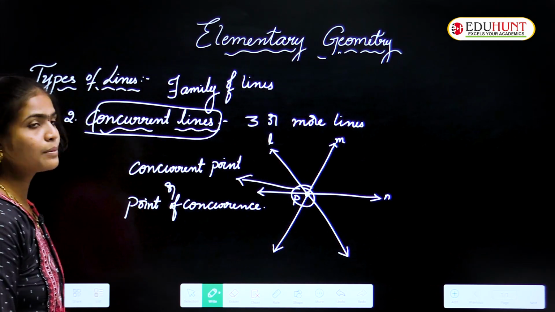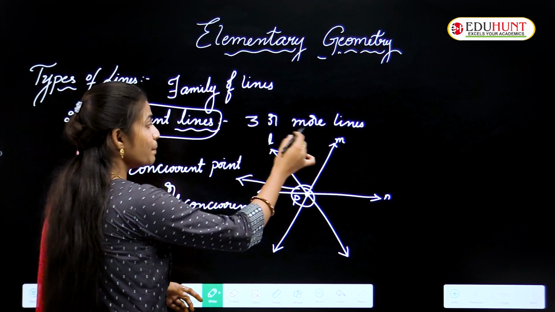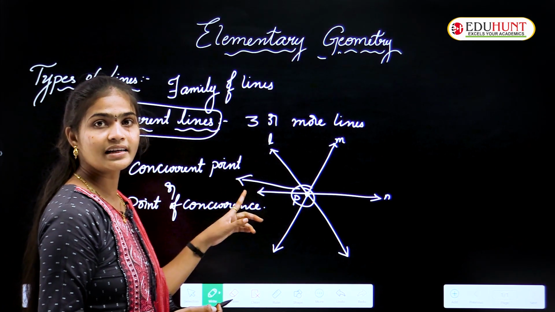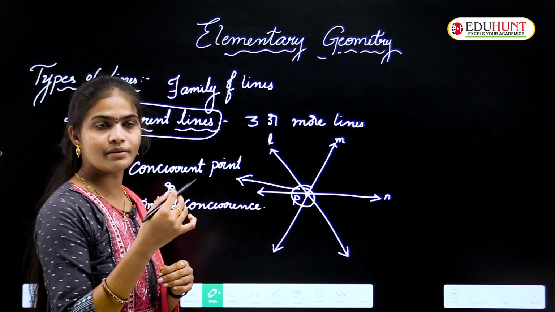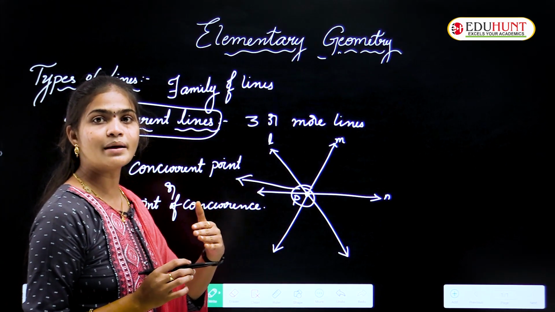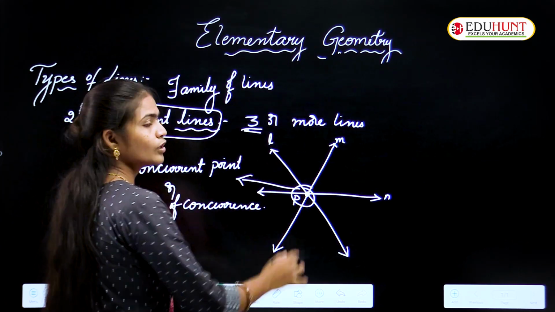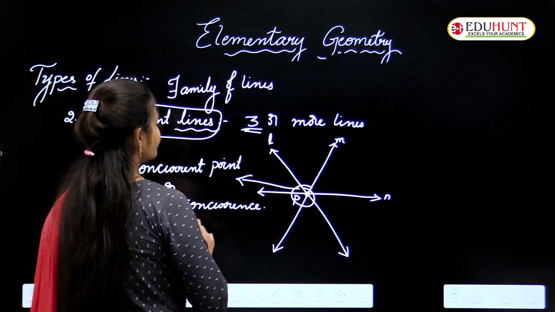Okay, so this is about concurrent lines, and the main point is the minimum number of lines to form concurrent lines is 3. For more than 3 lines, you can take any number of lines. The minimum number of lines to form concurrent lines is 3, and the maximum is your wish.